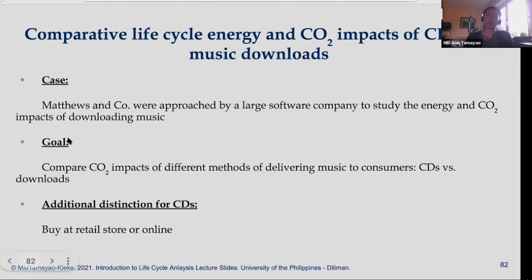Now the goal is to compare CO2 impacts of different methods of delivering music to consumers. And this is CDs versus downloads. There is an additional distinction for CDs. You can either buy at a retail store or buy it online.